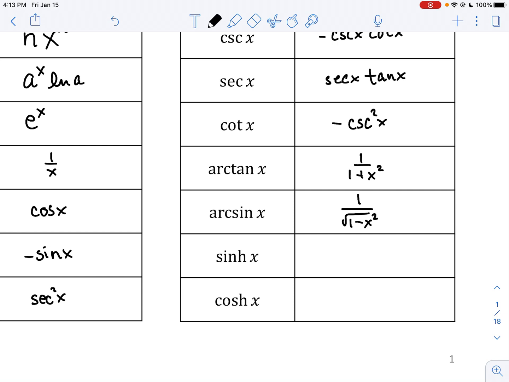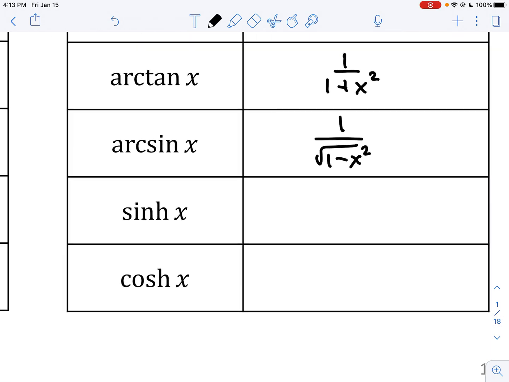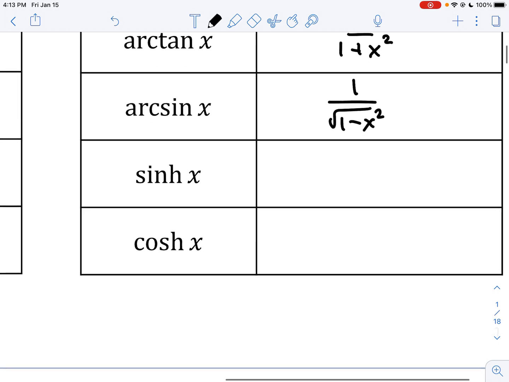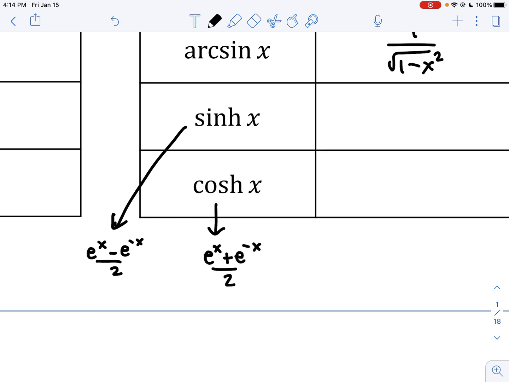And the hyperbolic. You may not have been taught hyperbolic trig functions. The hyperbolic sine function, for example, this one here, or sometimes we just say sinh of x, is a combination of exponentials. It's e to the x minus e to the negative x all over 2. And the hyperbolic cosine is the same exponentials, but added and divided by 2.